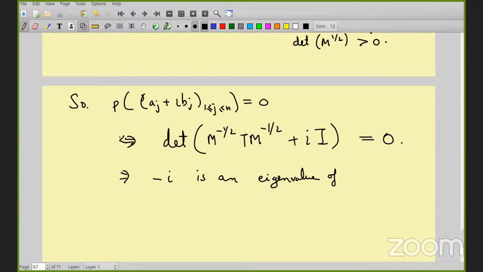So it's actually equivalent to an eigenvalue of M minus half T M minus half. But this cannot happen because this matrix is symmetric. A symmetric matrix has real eigenvalues, right? Yes.